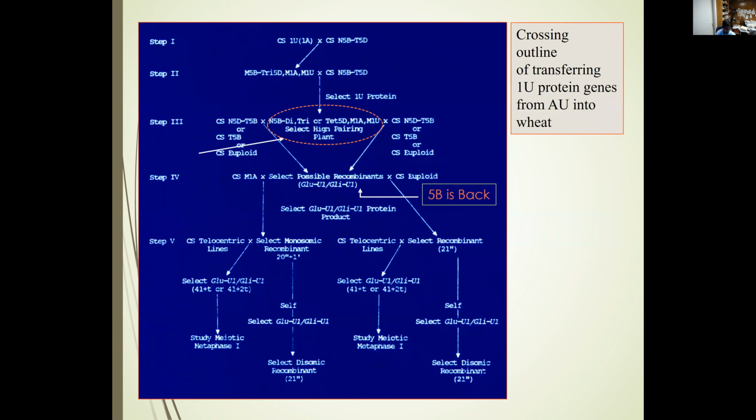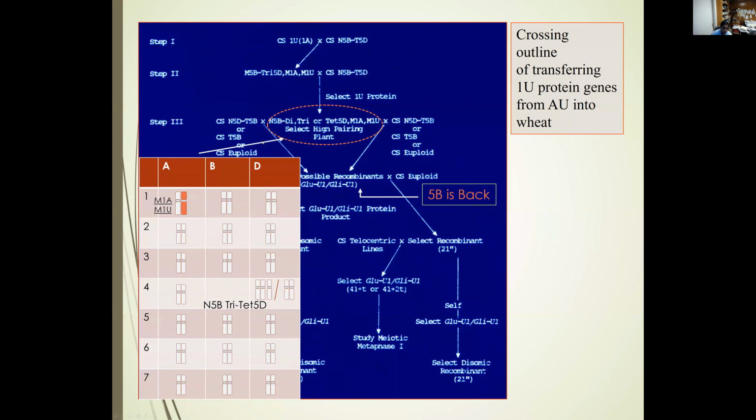Here is an outline of how you can achieve this. This is really a complex one, so I will go into details. First, cross the substitution line with nullisomic 5B, tetrasomic 5D to remove the 5B system. Then you will end up with monosomic 5B, trisomic 5D, then cross again with nullisomic, selecting for the high pairing parent as well as protein separation. You have to select for the 1U chromosome every time in your system background.